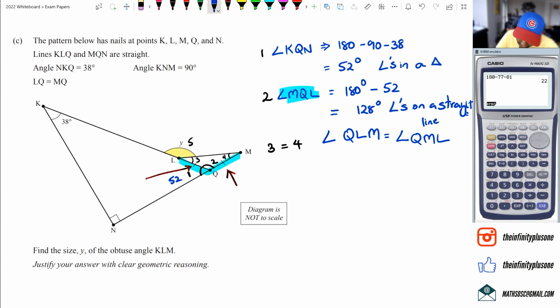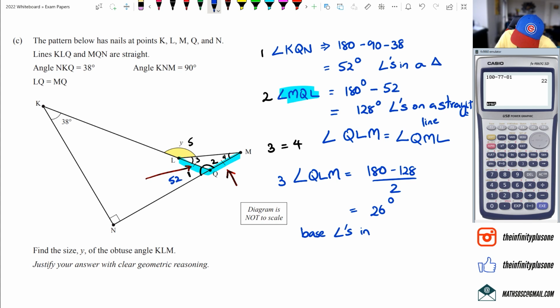So what we can do then is figure out what angle 3 is, which happens to be angle QLM. It equals 180 degrees, take away 52 and divided by 2. So 180 take away 52 divided by 2 is going to give us 64, is it? What am I doing wrong here? Something's not right. Hang on, not 52. I need to take away 128 degrees because angle 2 is 128. And when I divide that by 2, I'm going to get 26 degrees. And again, I can say something like this: base angles of an isosceles triangle are equal.